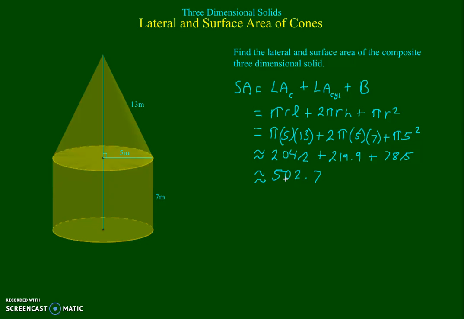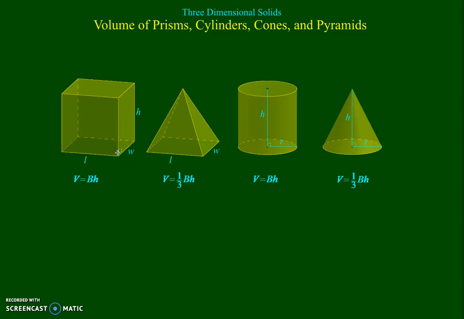So with that said, let's go ahead and start investigating volumes of three-dimensional solids. Here we have some representative samples of some of the objects we're going to find the volumes of. We have a prism, a pyramid, a cylinder, and a cone. Now the relationships with volume are relatively straightforward. The volume of a pyramid is going to be 1/3 the volume of a prism with the same base area and same height. The same thing goes with a cone and a cylinder. The volume of a cone is 1/3 the volume of a cylinder with the same radius and same height.